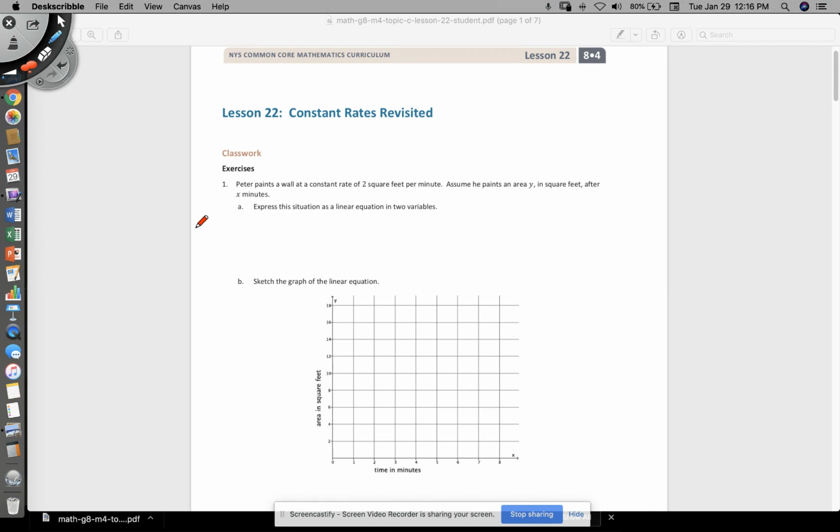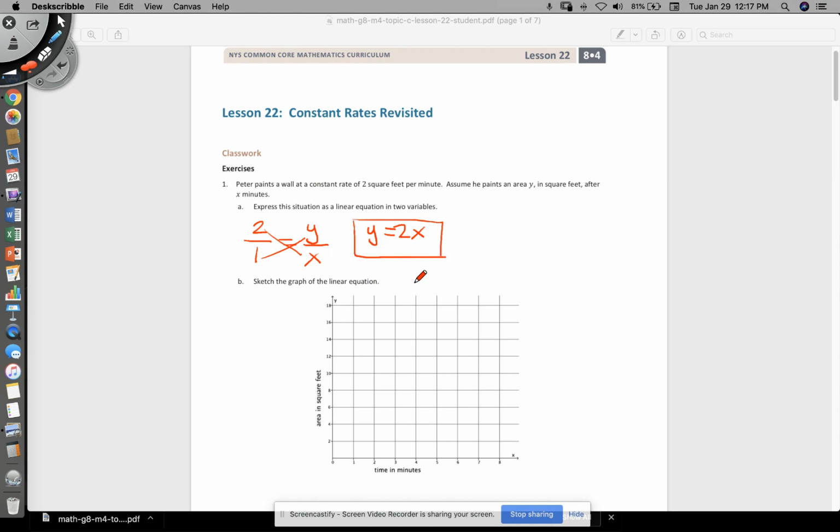So we're going to assume the area Y in square feet after X minutes. So we want to write our equation. We're going to first start by writing our rate that he's already been given here, which is 2 square feet in 1 minute. So it's a 2 to 1. Now my Y is my square footage and my X is minutes. To get my equation, I'm going to cross multiply. And so 1 times Y is just Y equals, and 2 times X is 2X. So that's the equation that I'm going to use here.